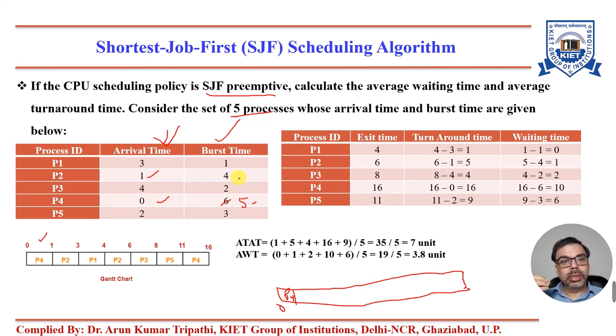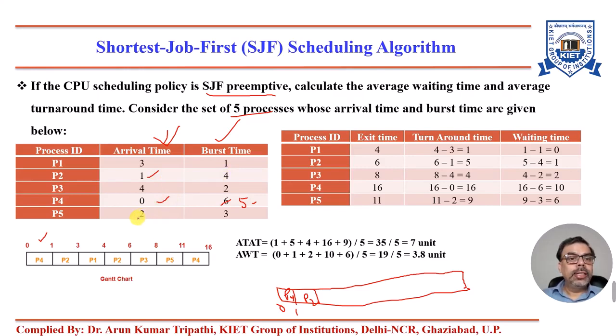So the processor will be snatched from the process P4 and allocated to P4. So now the processor will execute for a second, and now process P2 will be executed by the processor. P2 requires the burst time of 4 milliseconds or 4 units of time.